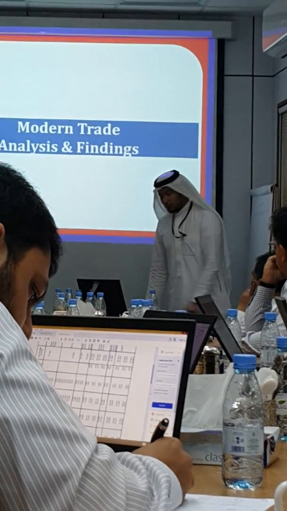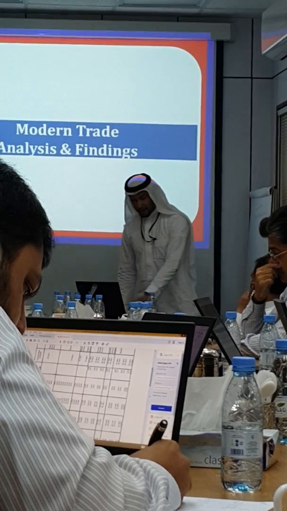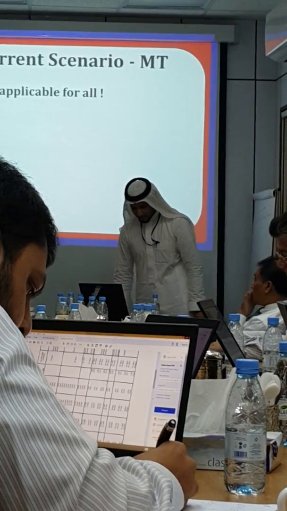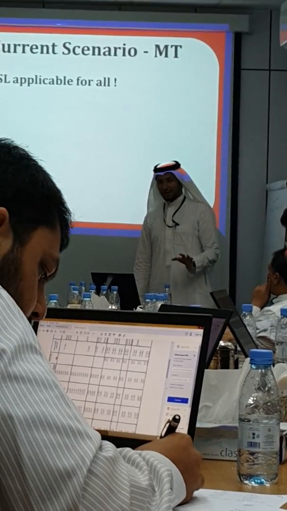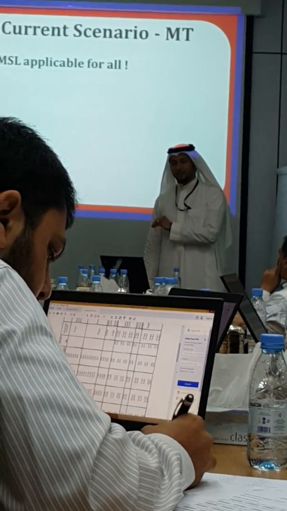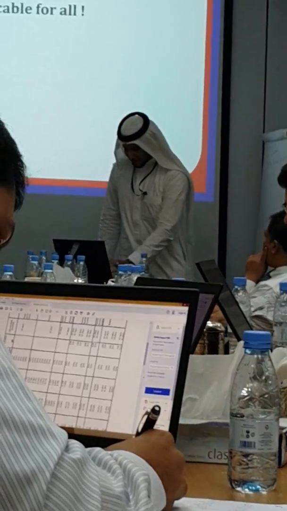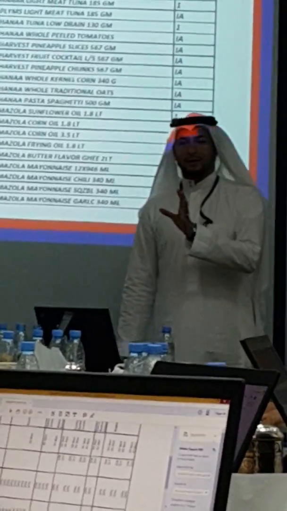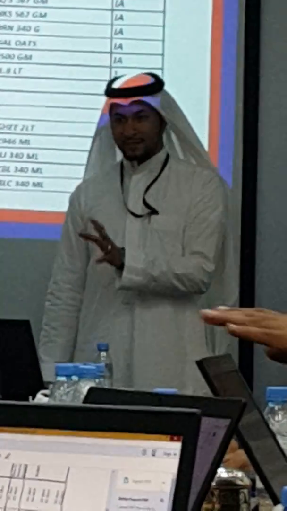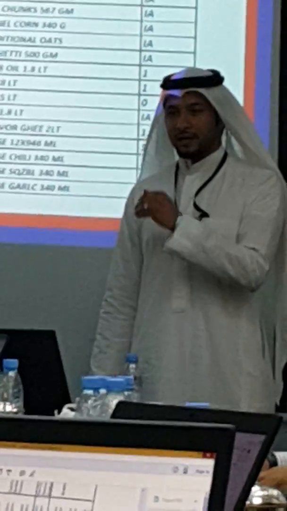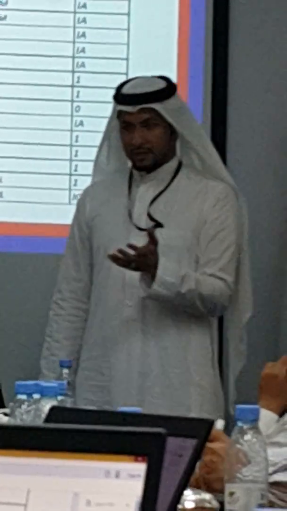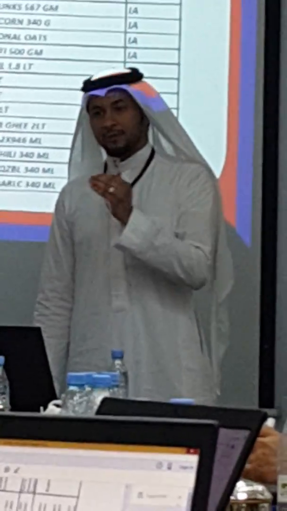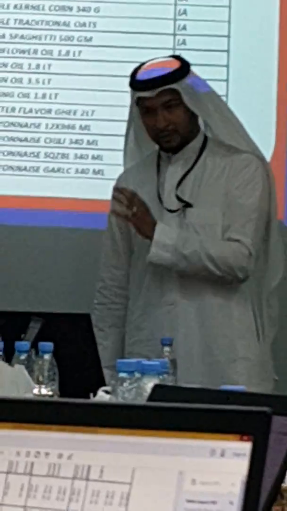Okay. Now we'll go through the modern trade analysis and findings. The current scenario: there's a common mistake that one MSL is applicable for all customer chains. So we have 84 SKUs, applicable as a must for all customer chains. Whenever I go to visit the market, I have this list in order to check that it's available.